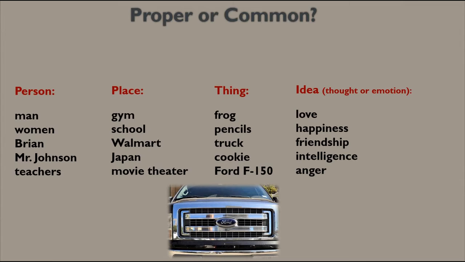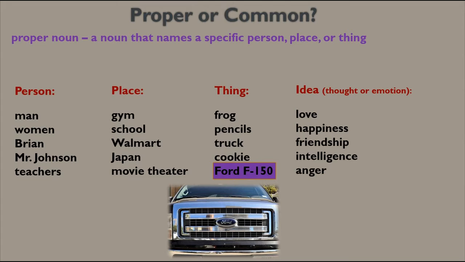Now let's talk about proper nouns and common nouns. A proper noun is a noun that names a specific person, place, or thing. Let's find a few examples. Ford F-150. This is a specific name of a thing. Walmart, a specific name of a place. And Mr. Johnson, a specific name of a person. So these are all proper nouns.